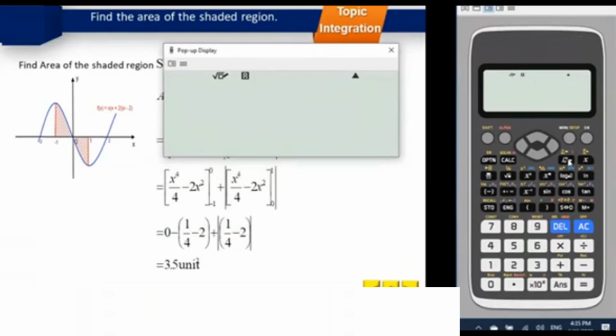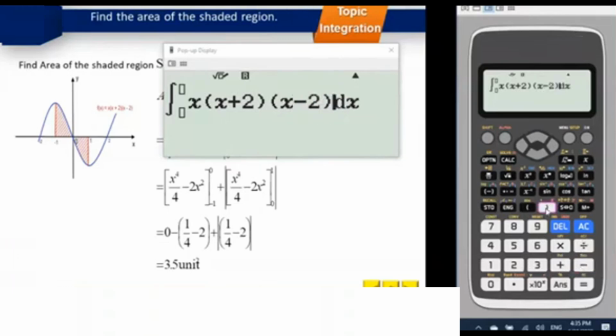I will press this button. For differentiation I was using shift and this button. For integration I will directly use this button. So I have to write the equation, which is x bracket open x plus 2 bracket close, another bracket open, x minus 2 bracket close. I will scroll back, I will scroll down. The lower limit is minus 1. I will scroll up. The upper limit is 0.